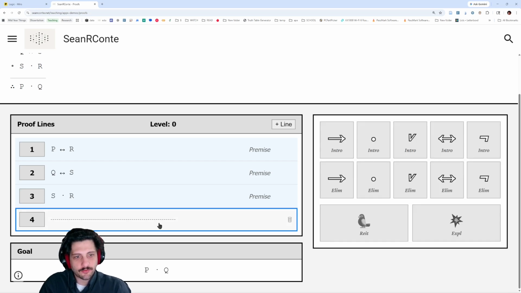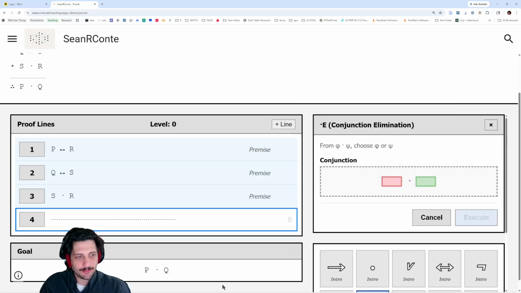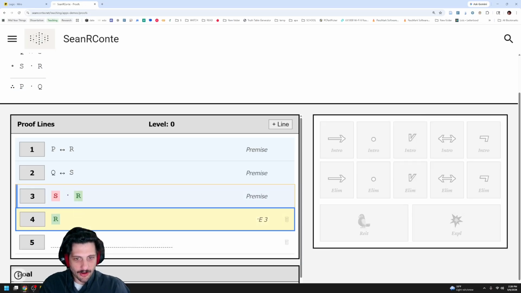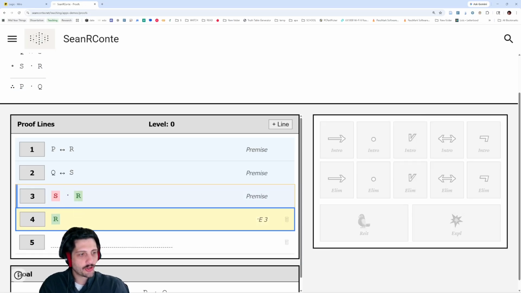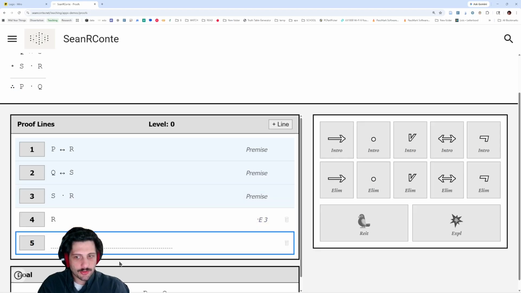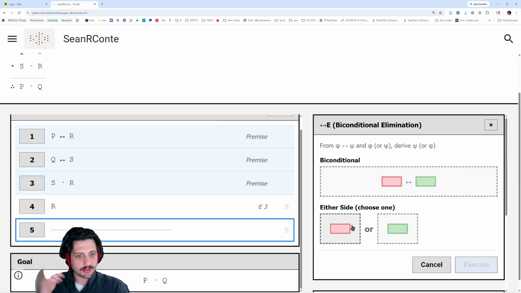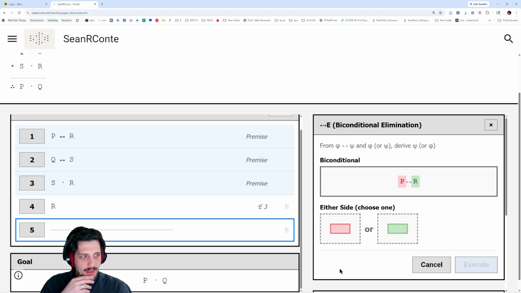What I can do first, though, is an AND elimination, right? I can take my R away from this one, and now I have R on its own. I pulled it off of that AND. And so now R is just another one of my materials that I can use. So now I can do my biconditional elimination on that. And then I need to decide, do I have the left-hand side or do I have the right-hand side?